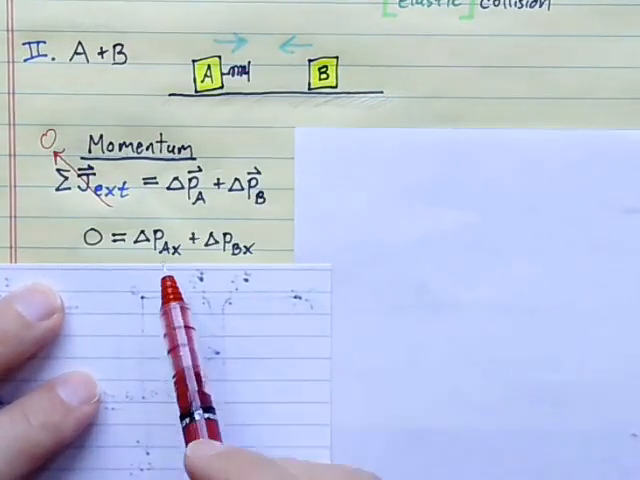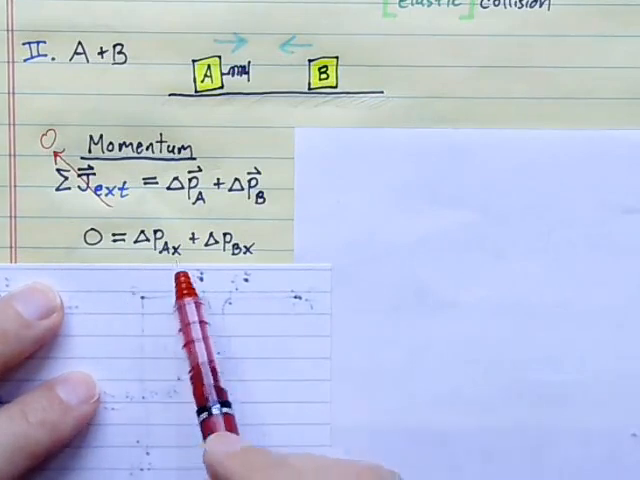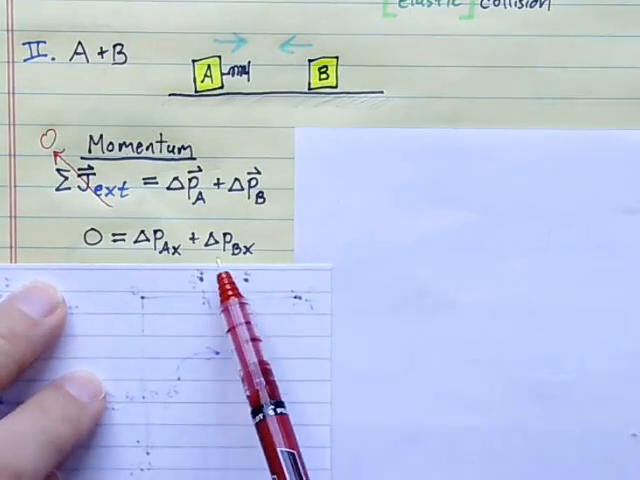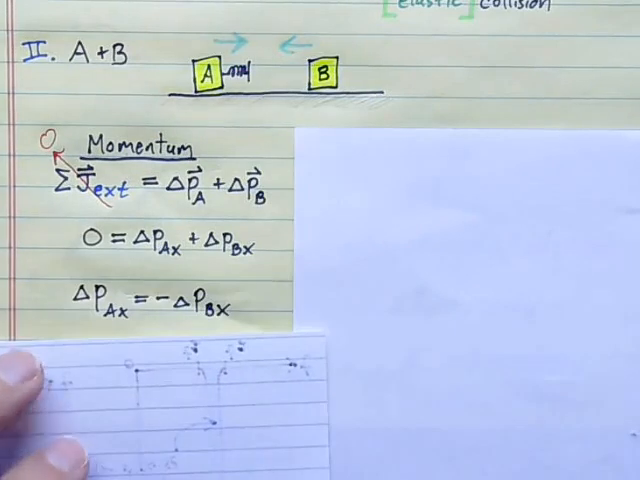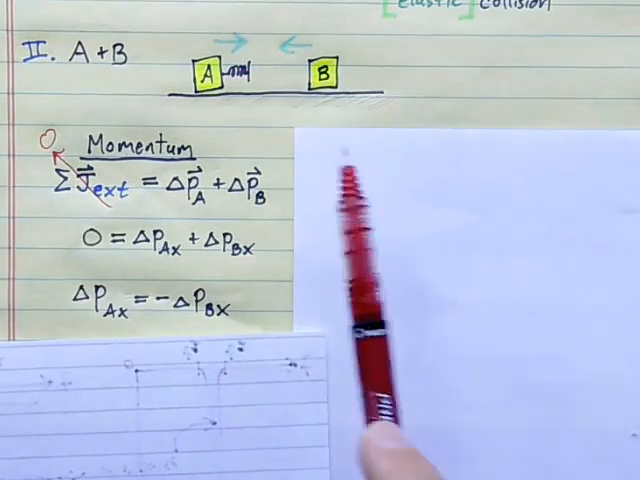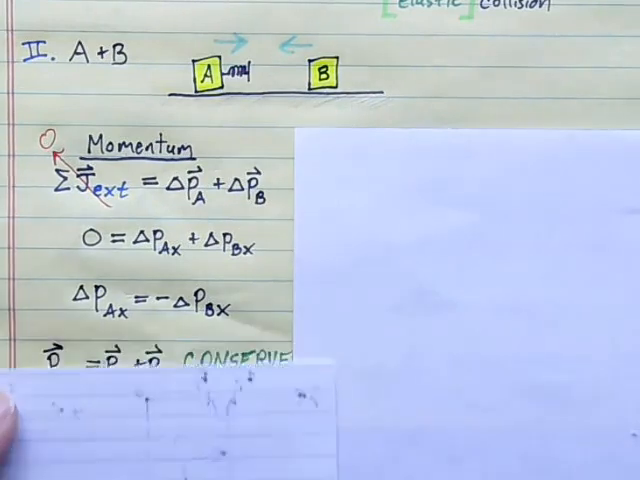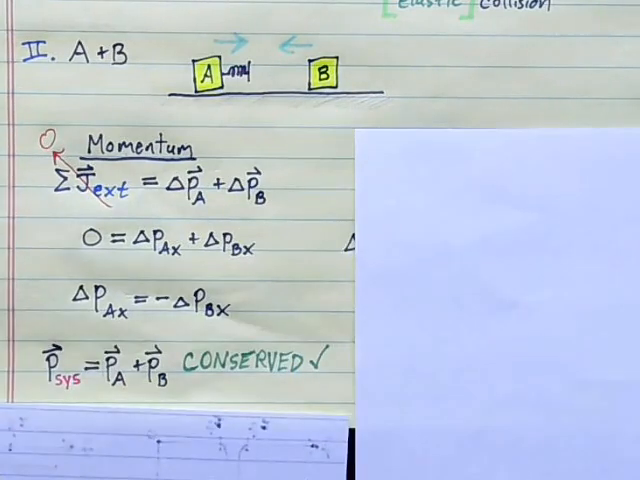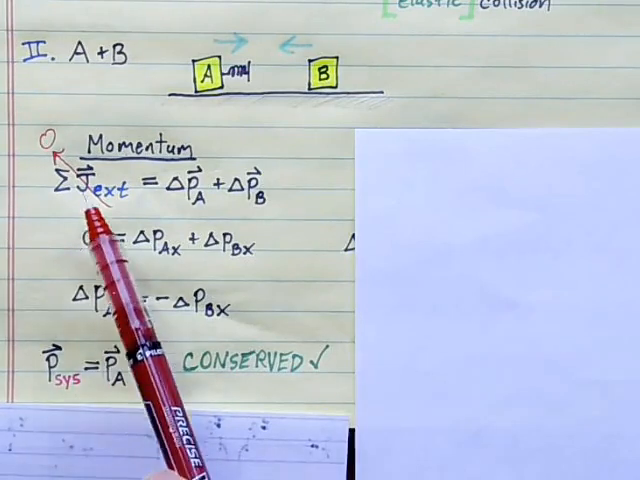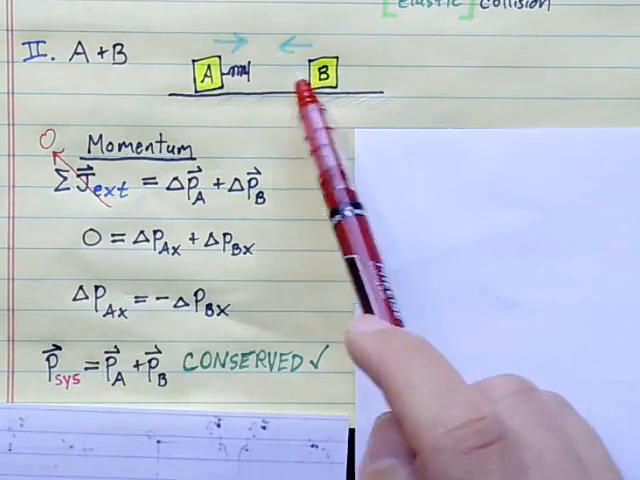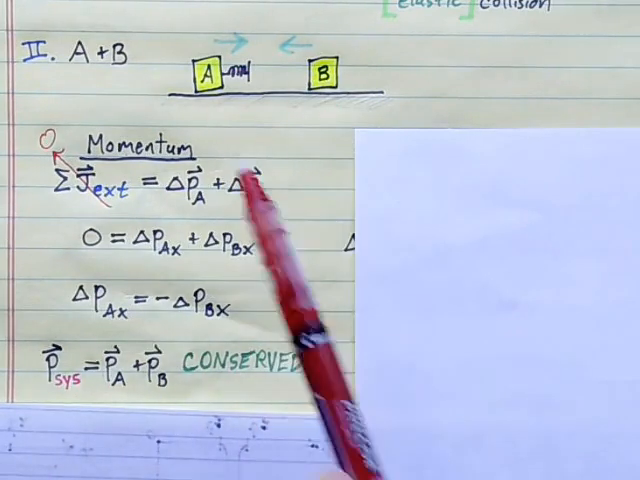indicating that the change in momentum of A in the x direction is equal to the opposite of the change in momentum of B in the x direction. Whatever momentum A loses, B gains, vice versa. So the momentum of the system here would be conserved. No net external impulse. Momentum is conserved in this two-object collision.